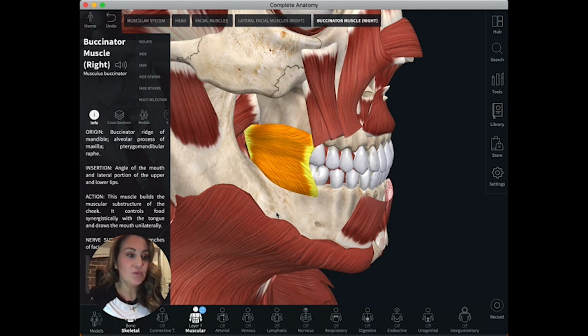So buccinator, button. I was going to say cute as a button when you put your finger in your dimple and say, you know, you're cute as a button. You're touching your buccinator.